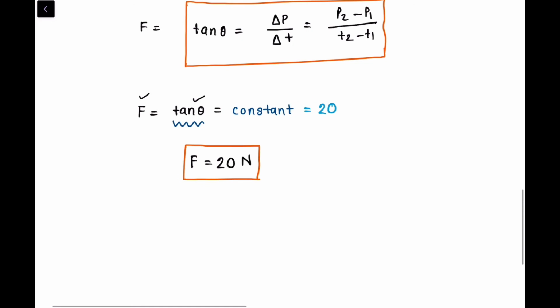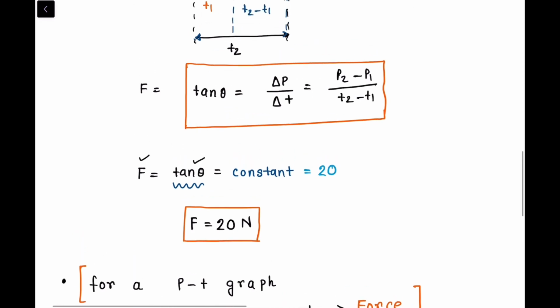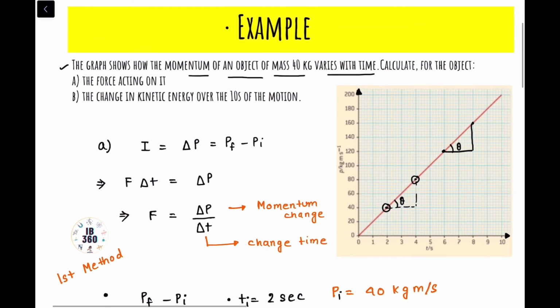So from here we get the concept that for a momentum time graph, the slope of the graph gives the force. So if you just find the slope of the graph, you will get the value of force. So this is an important concept. If you just find the slope of the graph, you'll get the value of force. You can use it directly and solve also, okay, but I have explained the concept over here, and that's why the video got too long, okay.